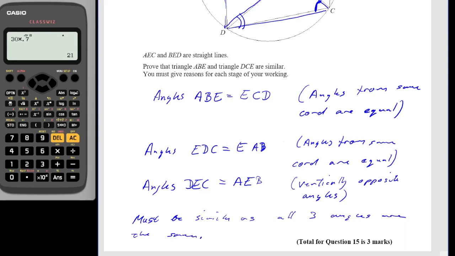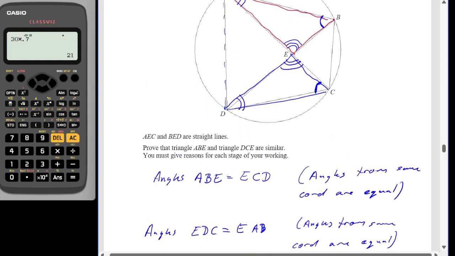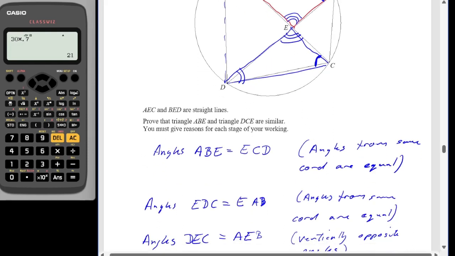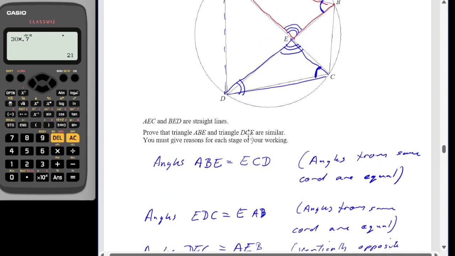So I haven't proved that they're... Have I proved? Yeah, I have. Yeah, so that's enough of proof of similarity.